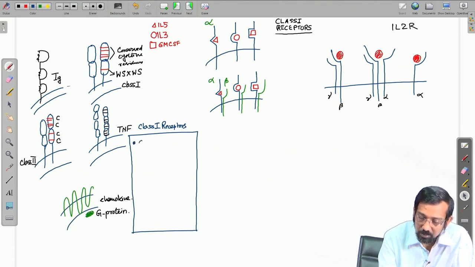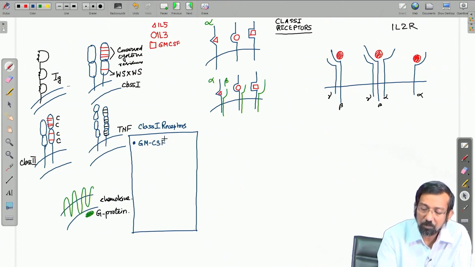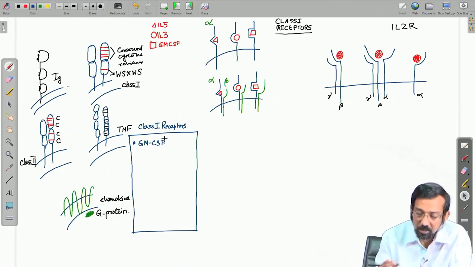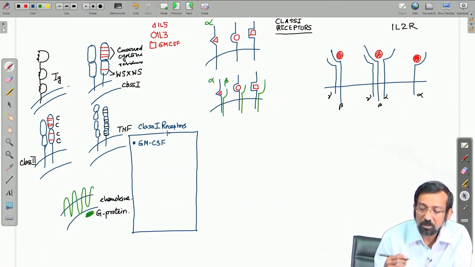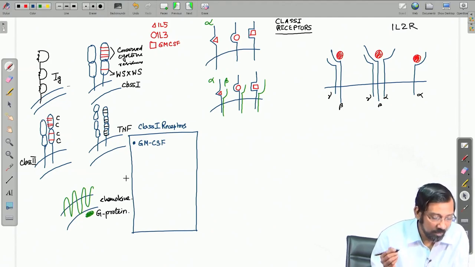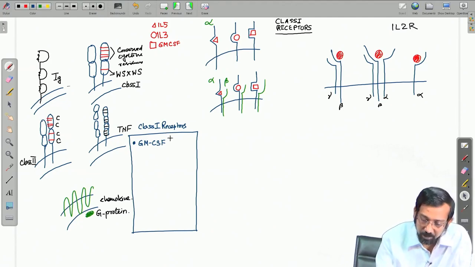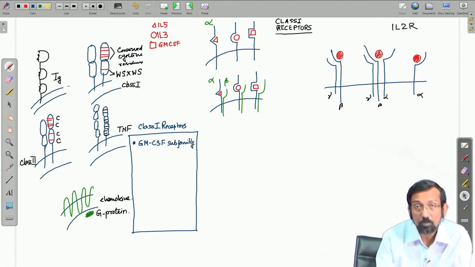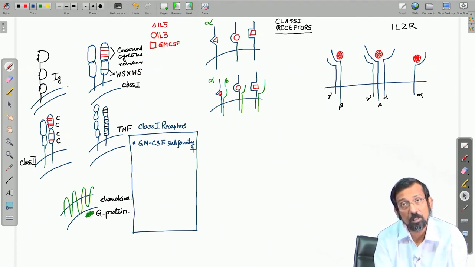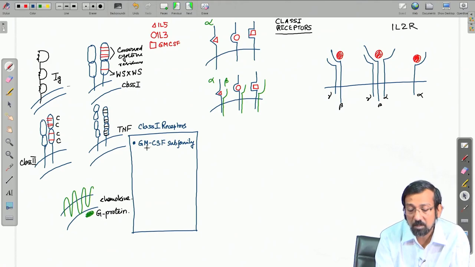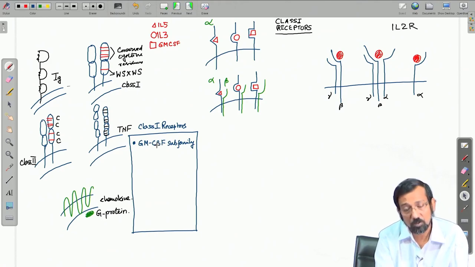One, the GMCSF, that is the granulocyte macrophage colony stimulating factor, it is also a cytokine and it binds to this kind of receptors. It can bind to GMCSF as well as to IL-3 and IL-5. So, this class of receptor is called the GMCSF receptor subfamily. Remember, it is a subfamily of receptor, so this falls under the classification of class 1 receptor.